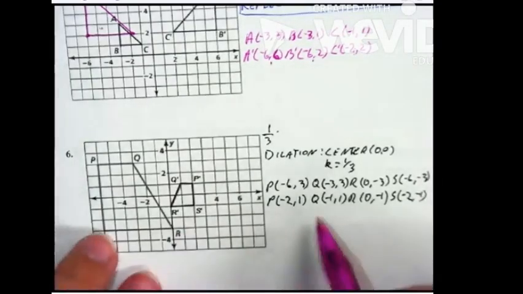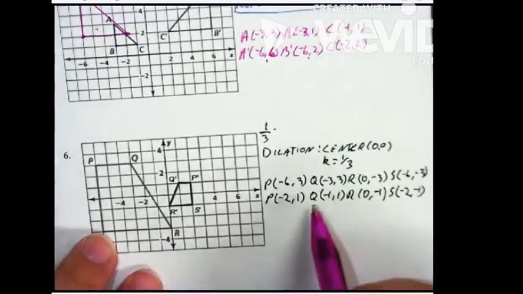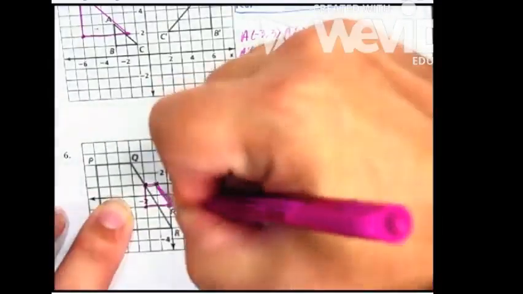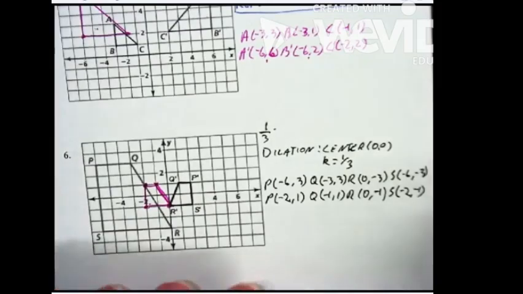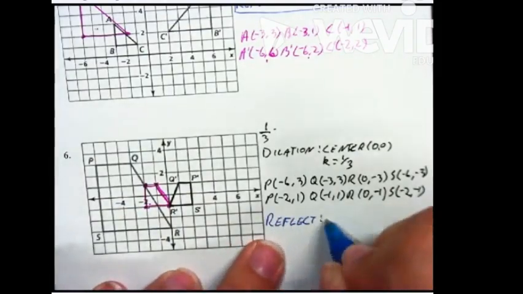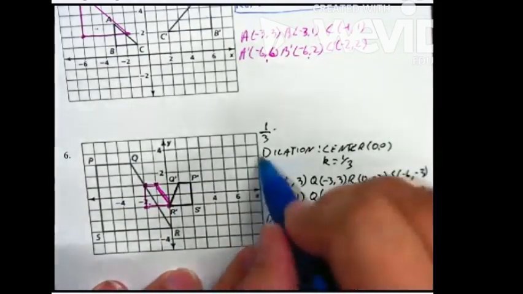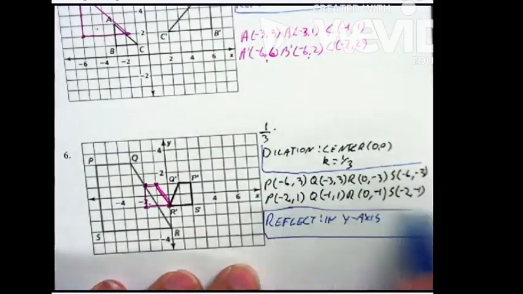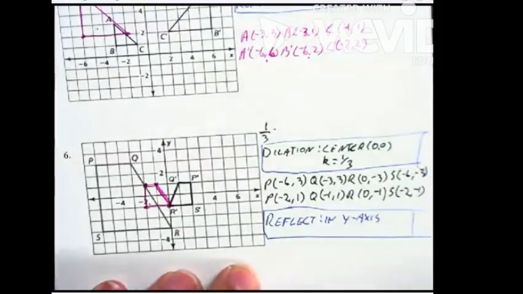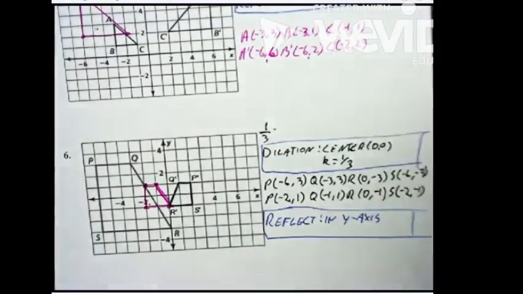Now, okay, let's just go ahead and plot this so I have some reference. And now we can see, yep, that's going to be a reflection. That's not too bad. So we need to reflect this in the y-axis. So our answer, we're going to do the dilation, and then we're going to do the reflection. All right. So hopefully that's what you got.